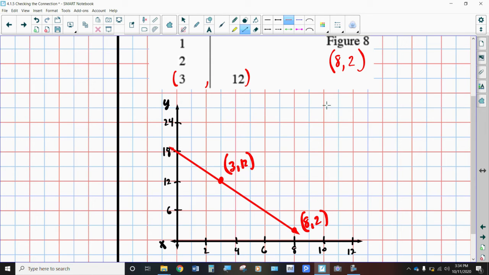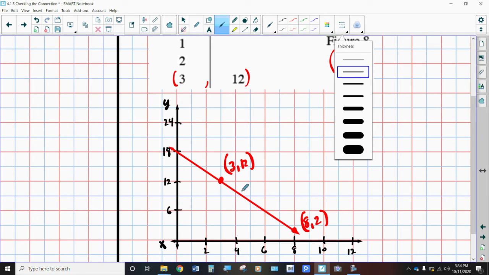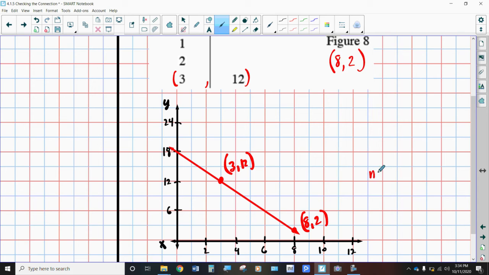Okay. So let's figure out what our growth rate is. This is definitely going to be a negative growth rate because it's going down, right? As x increases, y goes down. So what is happening here? The change in y is that it goes down by 10. And the change in x is that it increases by 5. So what is negative 10 over 5 the same as? The slope ratio is negative 2.